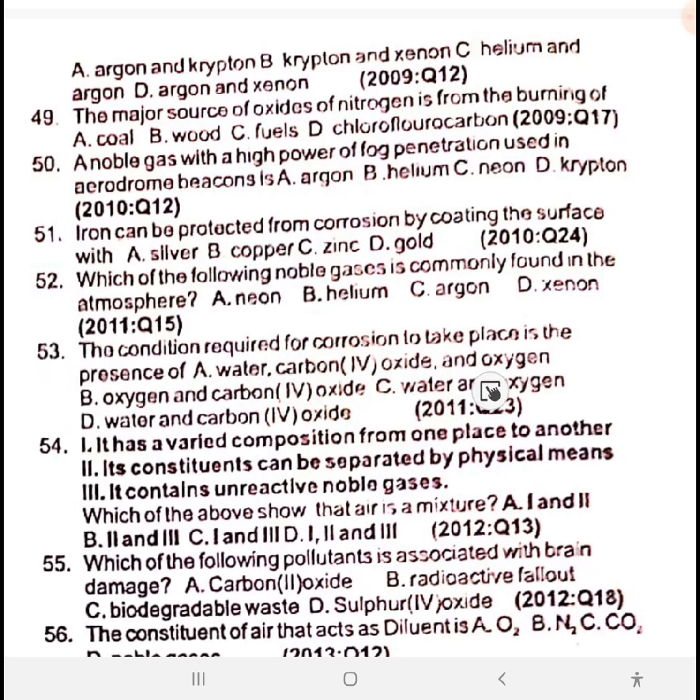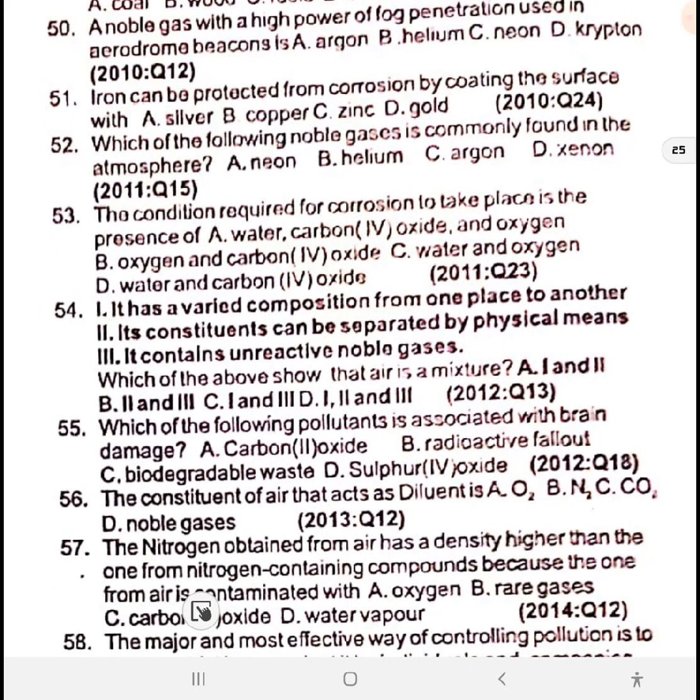53, the condition required for corrosion to take place is the presence of. 53 is option C, water and oxygen. 54, which of the above shows that air is a mixture? It has a varied composition from one place to another. Its constituents can be separated by physical means, and it contains unreactive noble gases. 54 is option D.